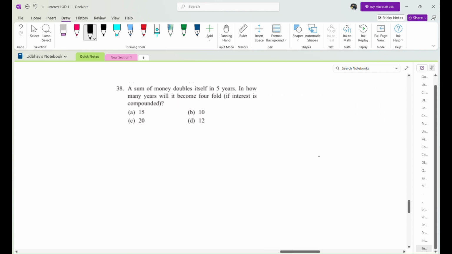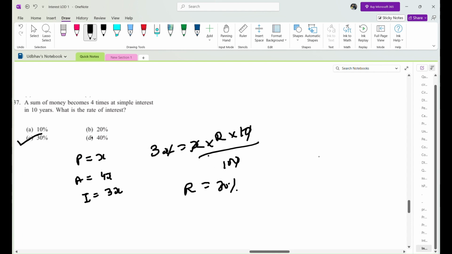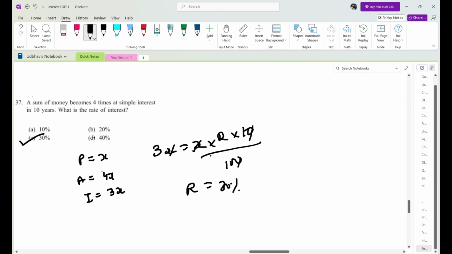Yeah, in this question, some people might mistake this 4x to be directly the simple interest, but no, this won't be the simple interest because it is given a sum of money becomes 4 times. So the sum was x and it became 4 times after adding the interest, and also this is the amount. So the interest will be amount minus principal, that is 3x.